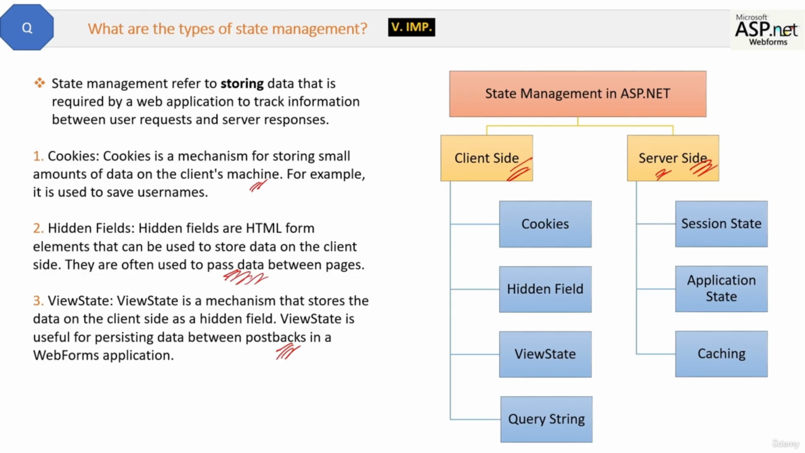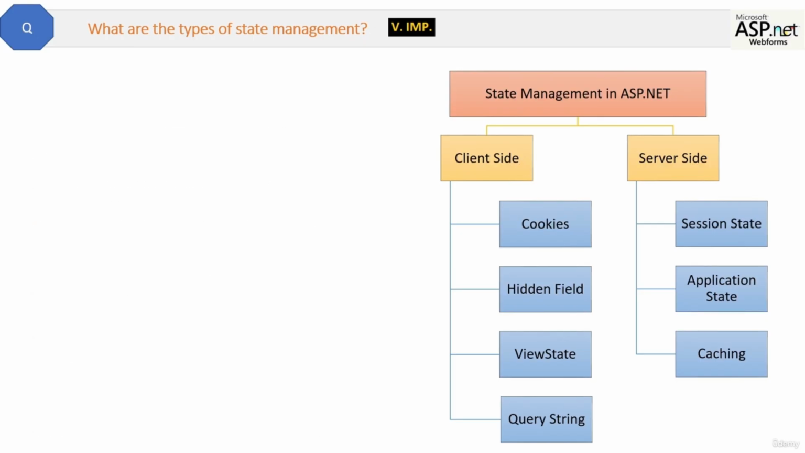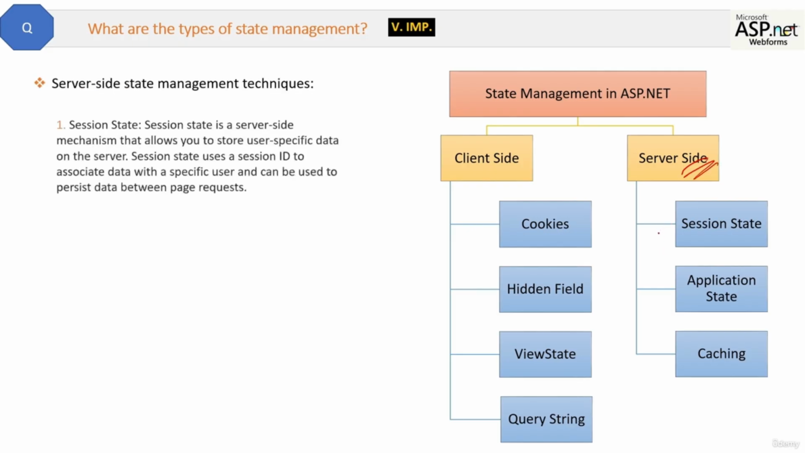Then the next client side technique is query string. Query string is a mechanism for passing data from one page to another page through the URL, okay? But it is not secure because your URL is always visible to the clients, so they can modify it, right? So it's not that secure. Now we have the server side state management techniques. The first most popular one is session state.